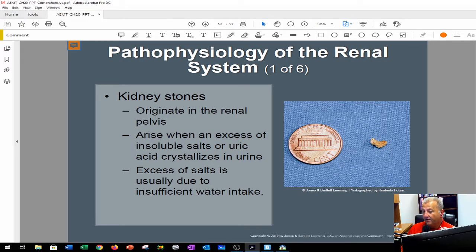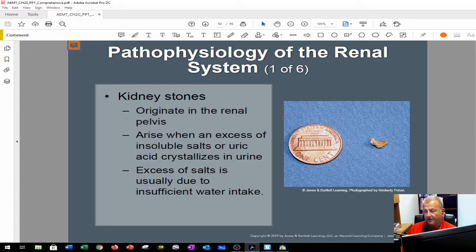And then we have kidney stones here. Kidney stones, extremely painful. And there's no real reason why yet. I mean, people say, well, it's a buildup of calcium. Okay, not completely confirmed yet. Your book says salts and uric acid crystallize in the urine. But either way, kidney stones are hard.